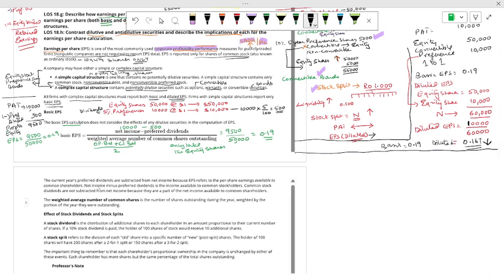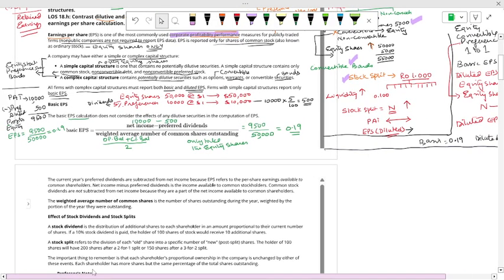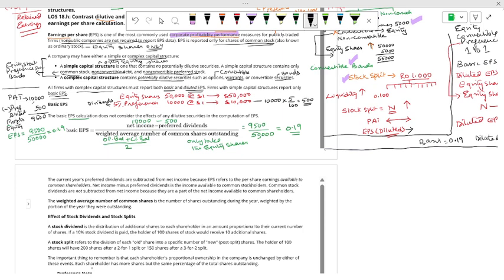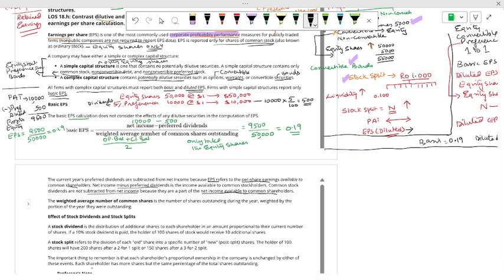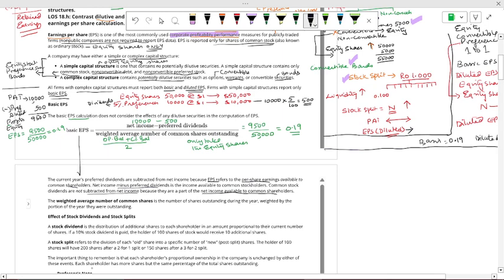The current year preference dividends are subtracted. See, they made it very clear. There is no ambiguity. The current year preference dividends are subtracted from net income because EPS refers to the per share earnings available to the common shareholders. Net income minus preference dividends is the income available to common shareholders. Common stock dividends are not subtracted from net income because they are part of the net income available to common shareholders. This is what we have done with respect to the basic earnings per share.